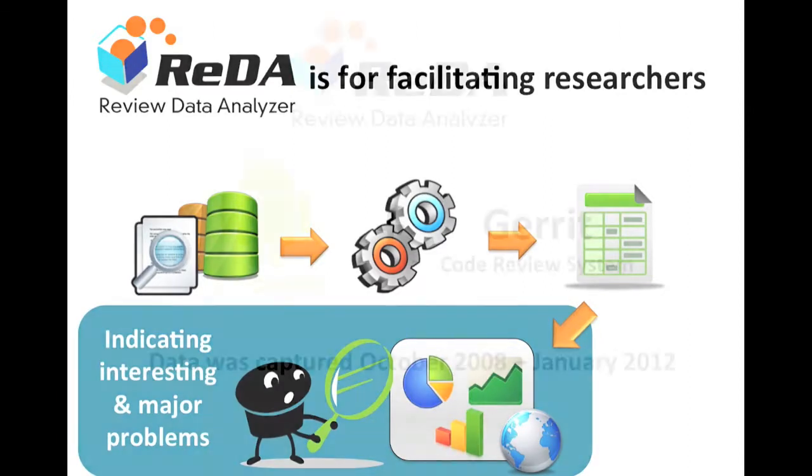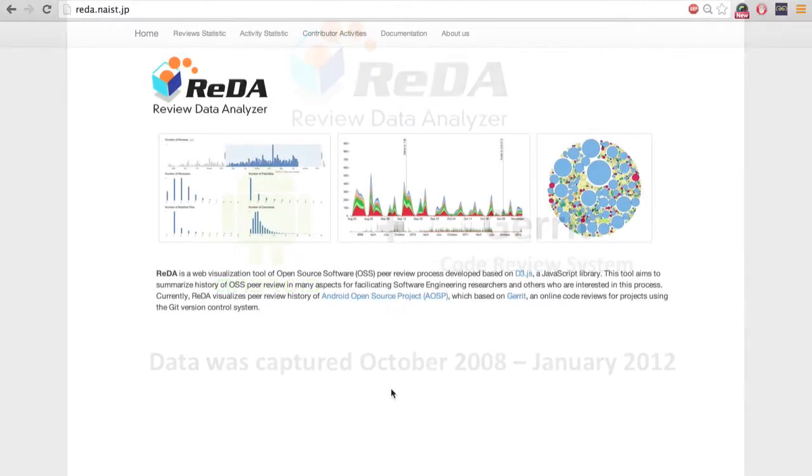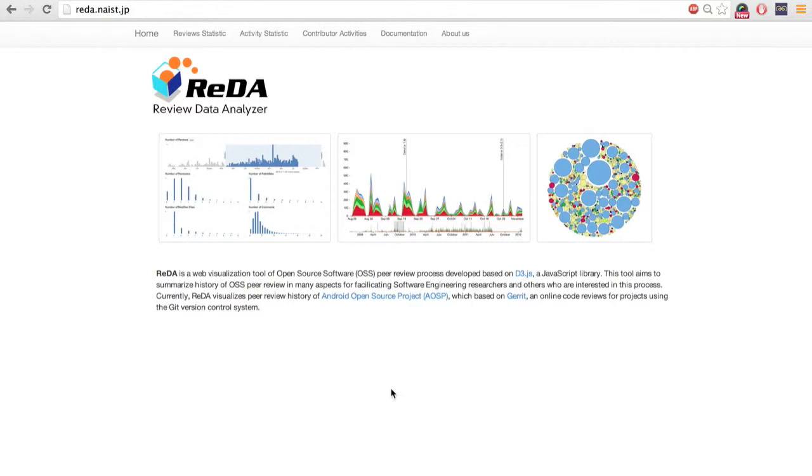At this stage, ReDA uses the peer review history of the Android open source project, which is based on the Gerrit system. This review history was captured from October 2008 to January 2012 by our research team. Currently, ReDA provides three main visualizers for this review history.